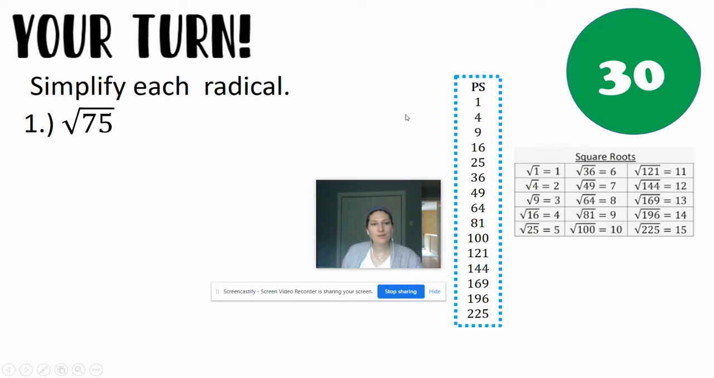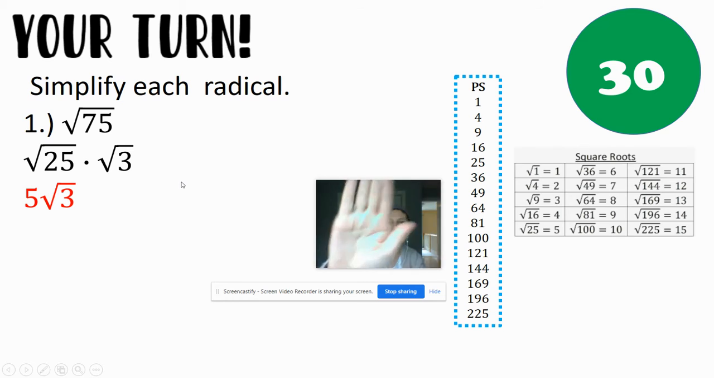All right, let's see if you got it correct. So 75, you want to find the largest perfect square that goes into it. It's 25 times 3. And so the square root of 25, if you got 5 root 3, high five.